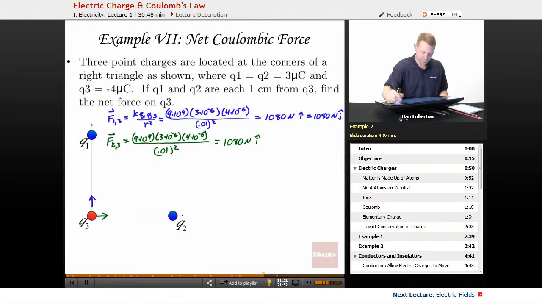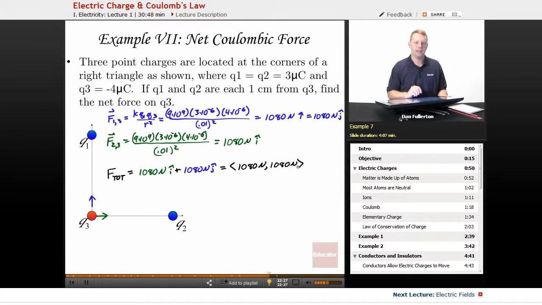So if we want the total force, we'll use the law of superposition and just add these together. We'll have this component, 1,080 newtons to the right in the i-hat direction, plus we have our 1,080 newtons in the j-hat direction. Or if you wanted to write this in component form, that's just 1,080 newtons in the x, 1,080 newtons in the y. And if we wanted to know the magnitude of that force, well, we have 1,080 newtons up, 1,080 newtons to the right. This makes a right triangle.